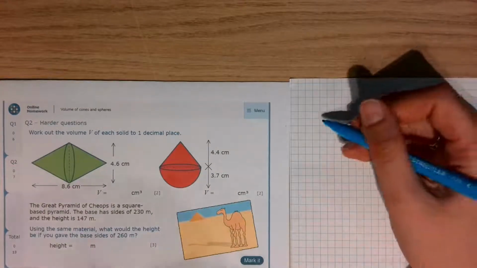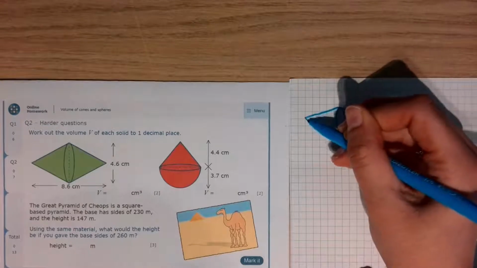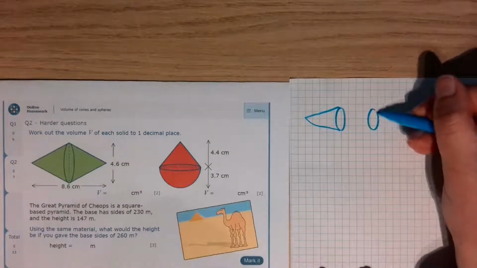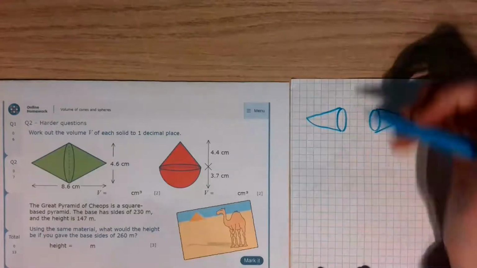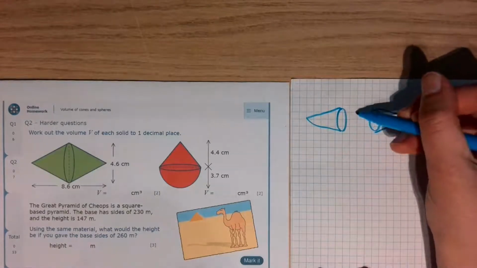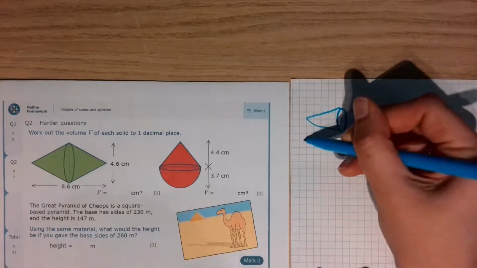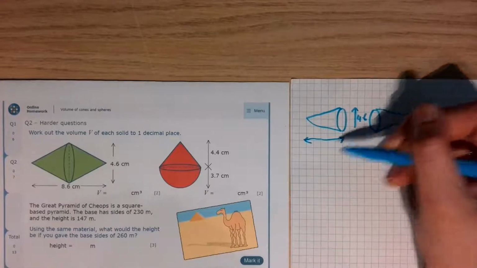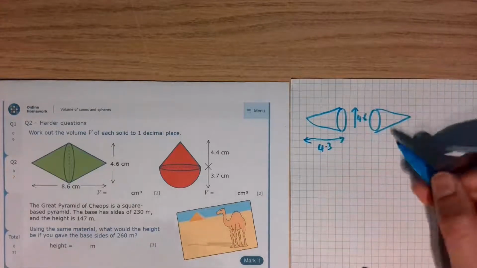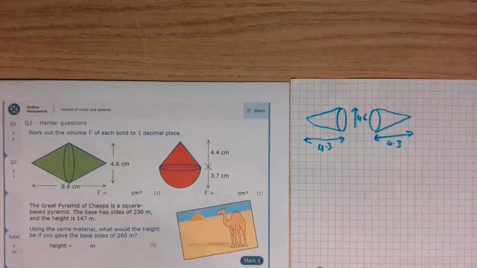So this is two cones. Let's think about it as cone 1 and cone 2. They're exactly the same. This is 4.6 and the whole thing is 8.6, which means that half of it must be 4.3. This one must also be 4.3. Now let's just focus on one cone.